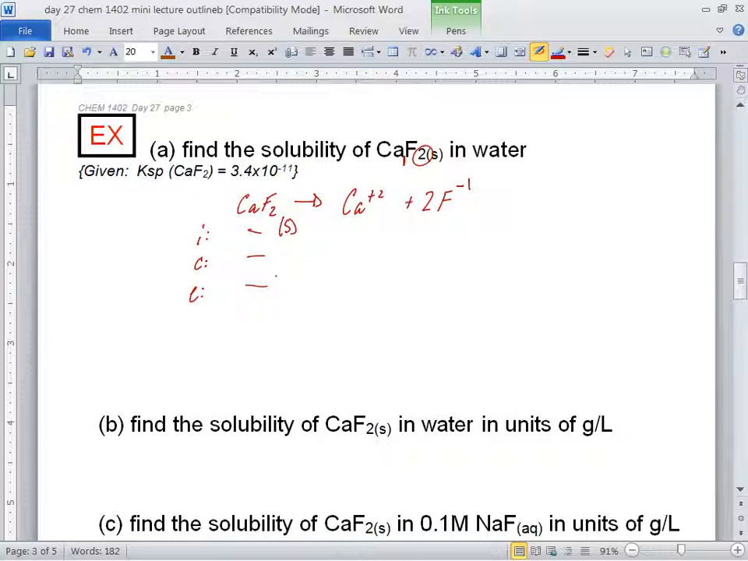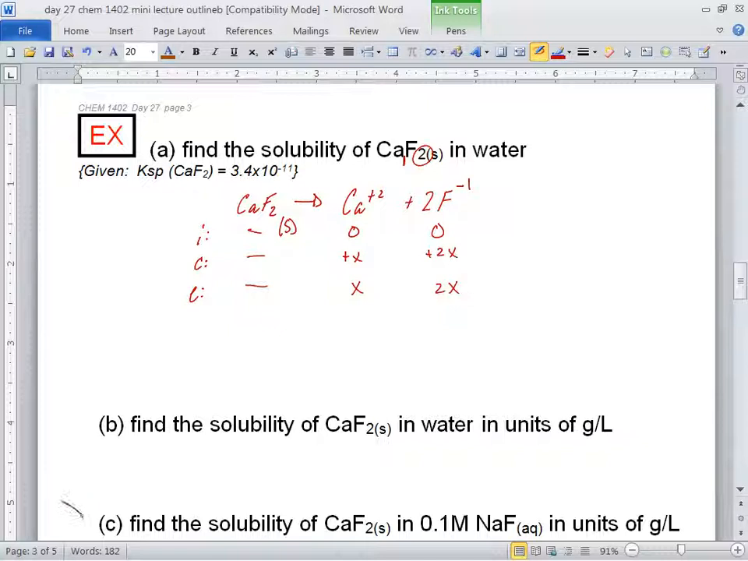Dashes or zeros, whatever you like. Right? There isn't anything there. And then what do we put in the change row, everybody? Plus x and plus 2x. So we end up with just x and 2x. Okay. Now look what's coming up, though.